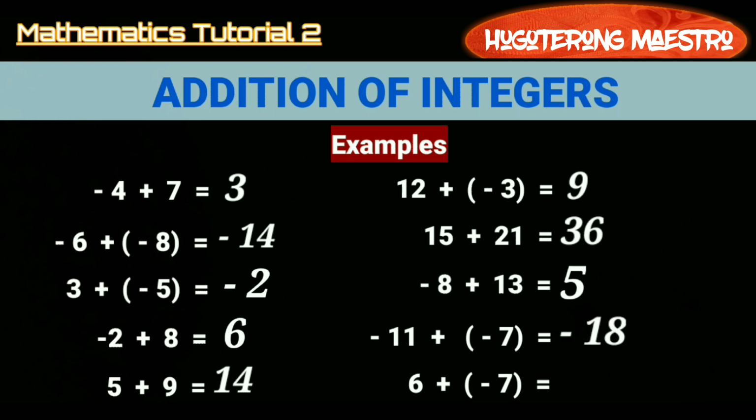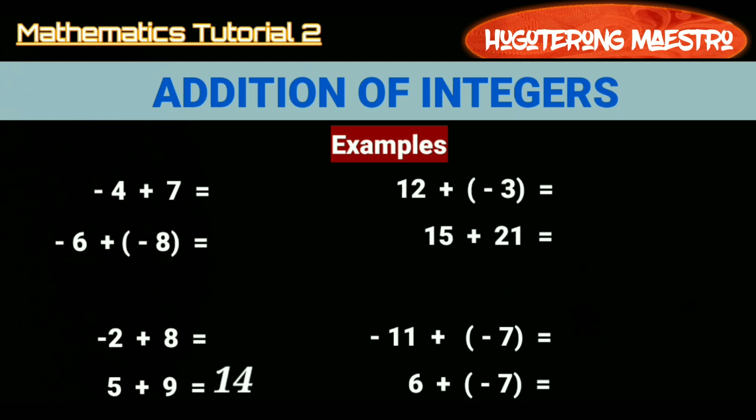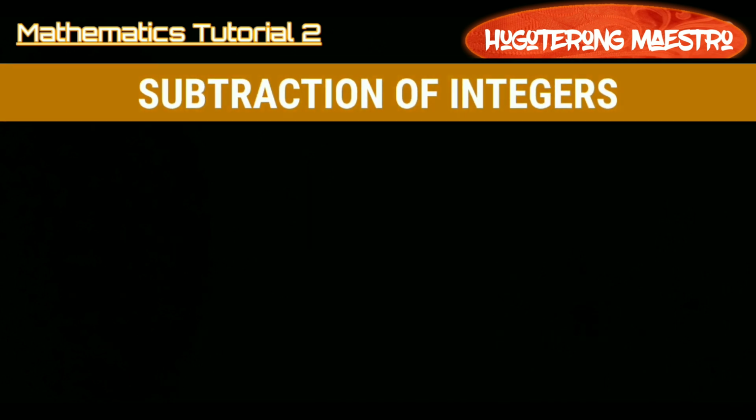Negative 11 plus negative 7. So, pareho siya ng sign. So, we will add. That is 18. And follow the sign which is negative. 6 plus negative 7. So, that is negative 1 kasi we will subtract that and follow the sign of the bigger number. Let's proceed to the subtraction of integers.